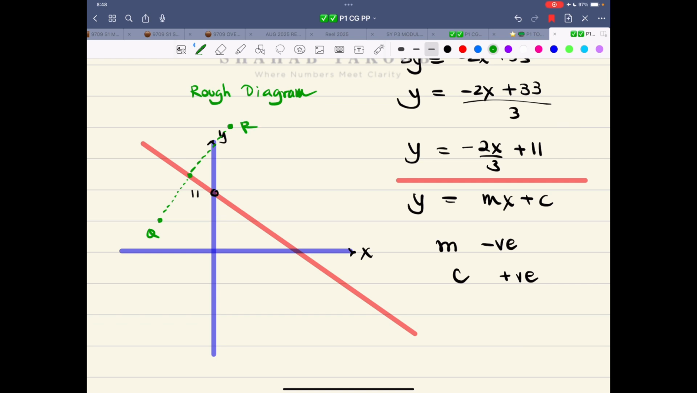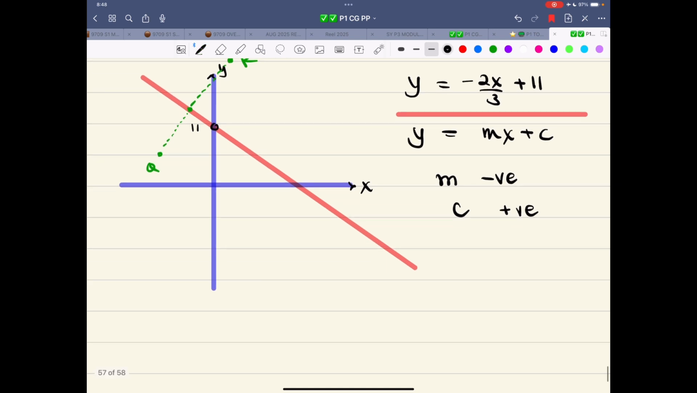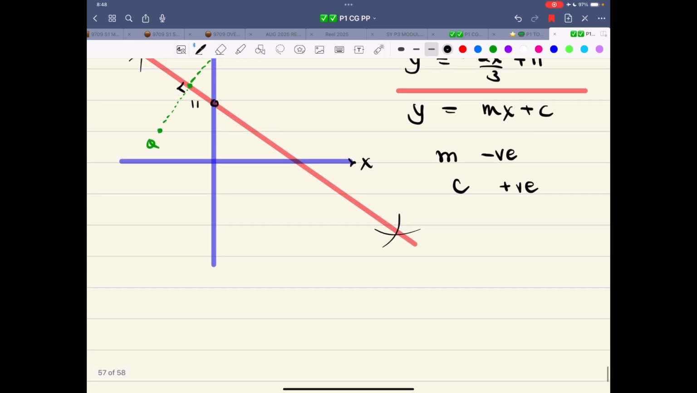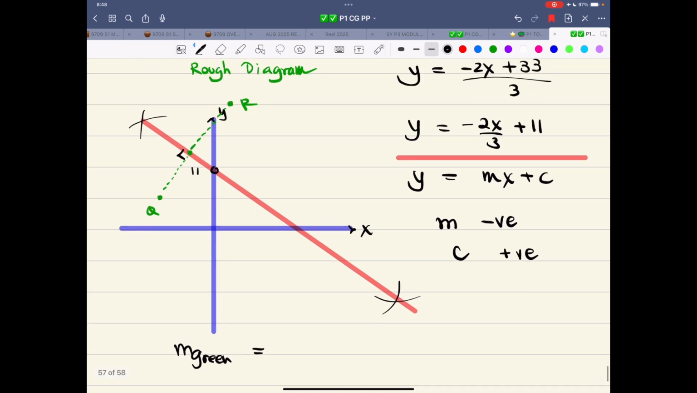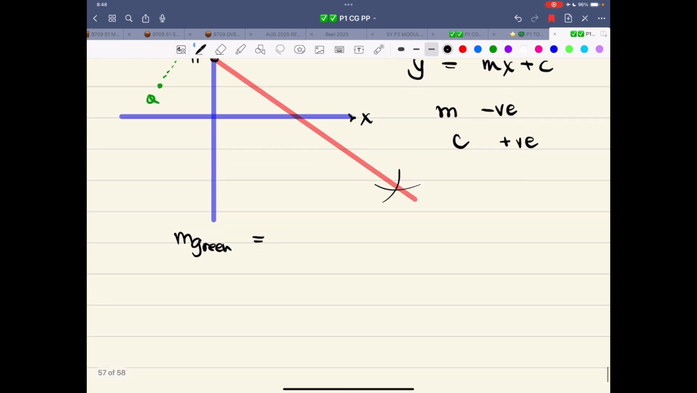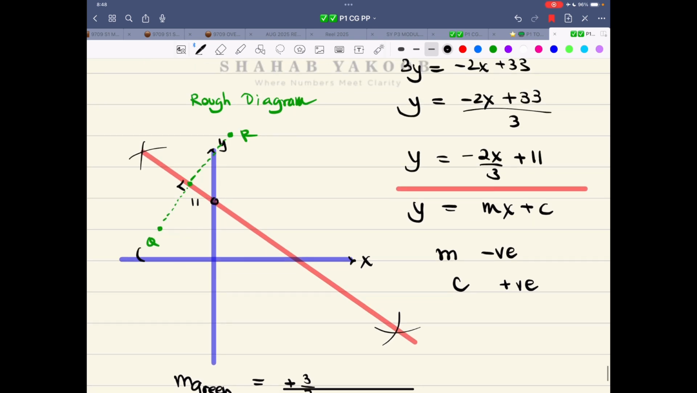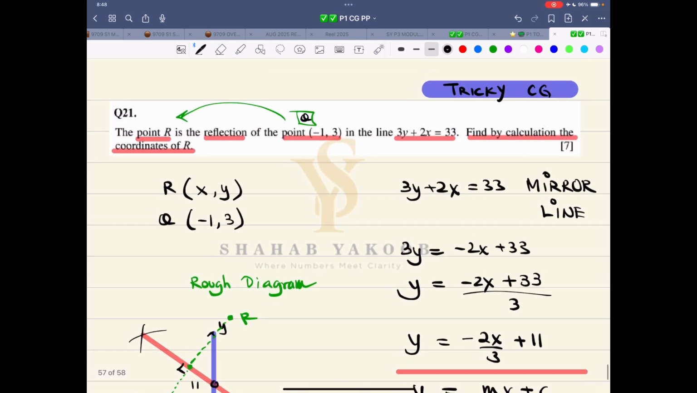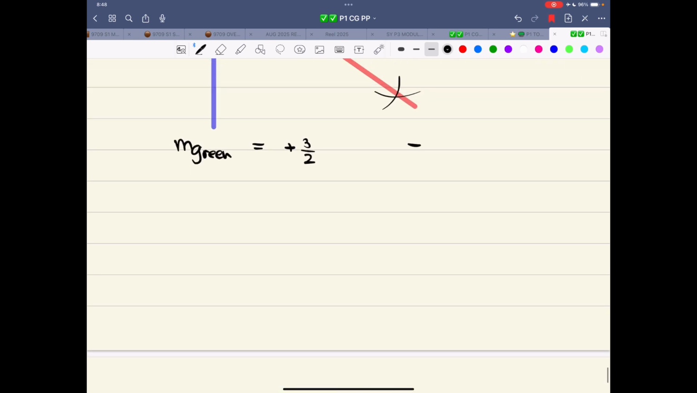In other words, what needs to be done now? What should we do? We know that this red line should be the perpendicular bisector. All good? So in other words, the gradient of the green line should be the negative reciprocal. So flip this thing, that becomes positive 3 over 2. And it should be passing through Q, which is (negative 1, 3). Okay, so this is passing through (negative 1, 3). Let me write Q over here.